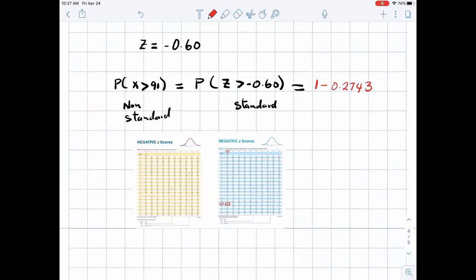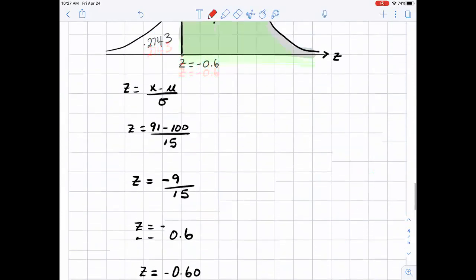0.2743. So 1 minus 0.2743 is equal to 0.7257. And this is a probability, right? Probability is always written in 4 decimal places, okay? Now, does that make sense, right?